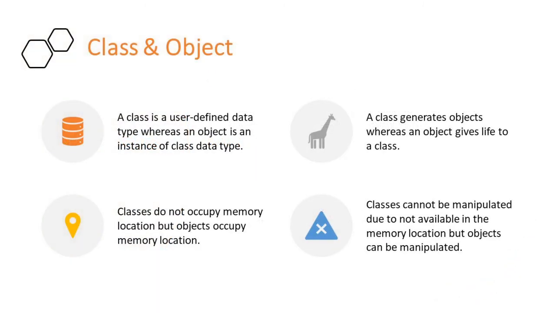So now we are going to discuss the difference between a class and an object. A class is a user-defined data type, while an object is an instance of a class. A class generates the objects, whereas objects give existing class an existence. Classes do not occupy memory locations as they are just a template, whereas objects are allocated memory locations for their variables and methods. Classes cannot be manipulated as no memory location is defined through them, whereas different operations can be performed on variables associated with objects.